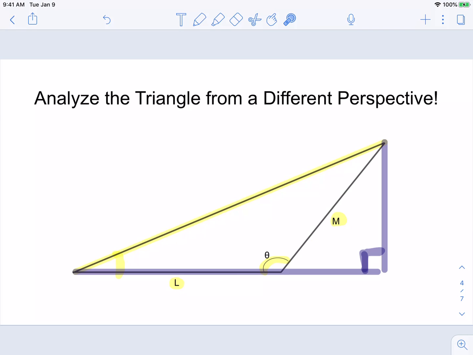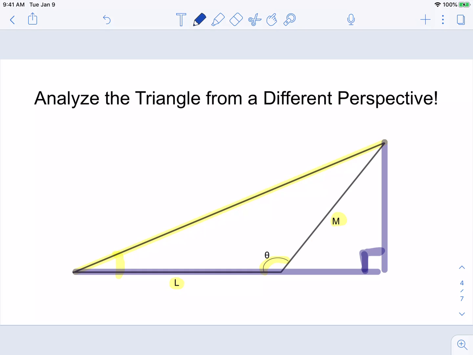So if I could figure out what this big long horizontal line is, this x component, and I could figure out this y component, I could use the Pythagorean theorem to figure out what the hypotenuse is. And then I could also use my tangent function to get this angle here. However, it's going to take us a couple steps to figure out what those values are.